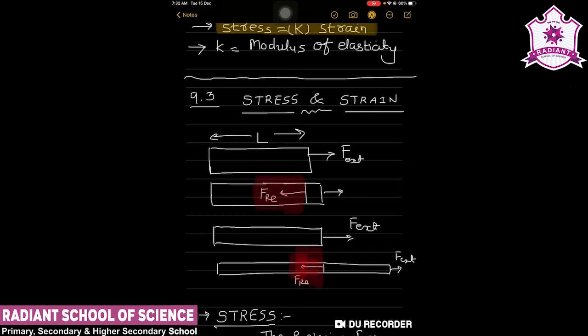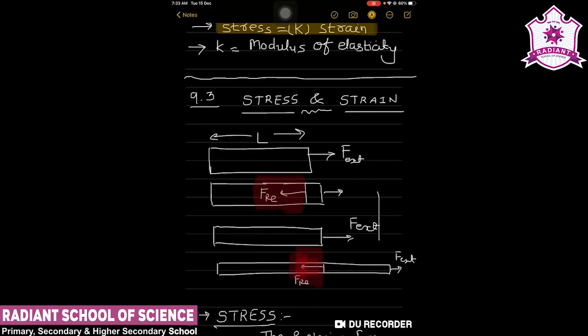Now when a body is subject to a deforming force, a restoring force is developed in the body itself simultaneously. This restoring force is equal in magnitude but opposite in direction to the applied force. So this restoring force F_RE is equal in magnitude but opposite in direction to this external force.